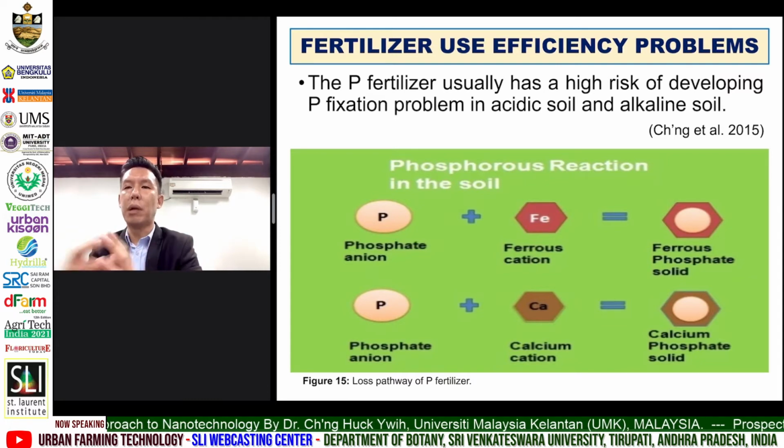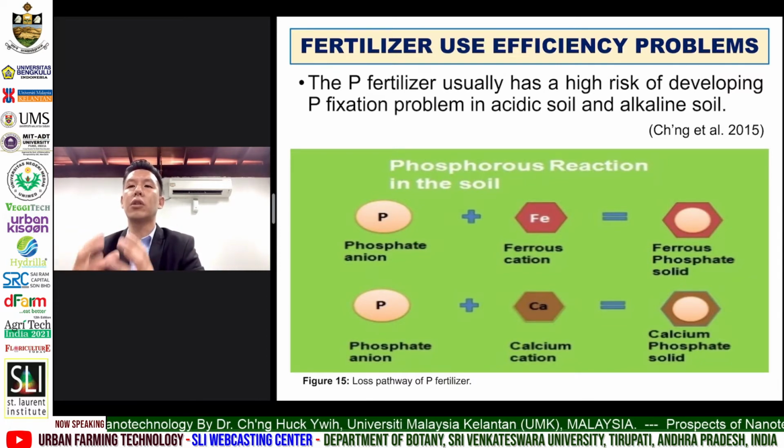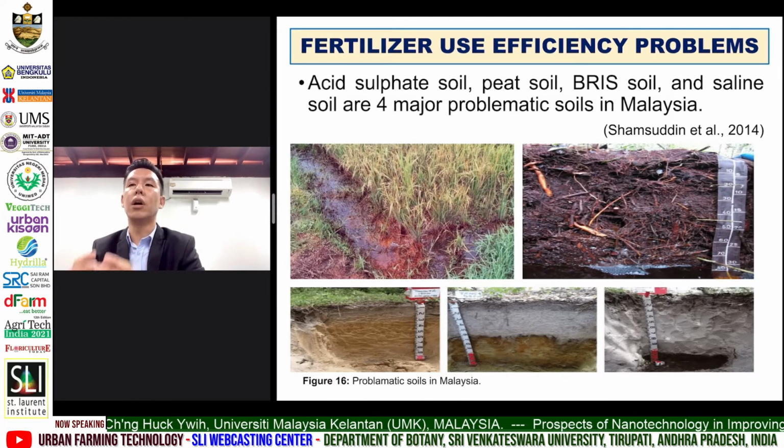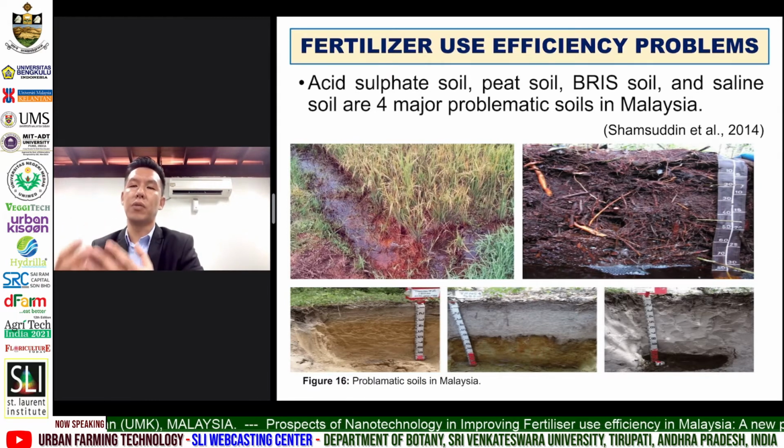So once they bind together, they will form a solid insoluble compound. So this solid insoluble compound will not be available for plant absorption and uptake. So thus, this will reduce the fertilizer use efficiency of your phosphate fertilizer.